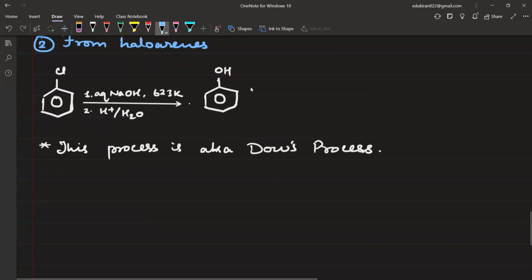After halogens, right next, third one: from benzene diazonium salt.